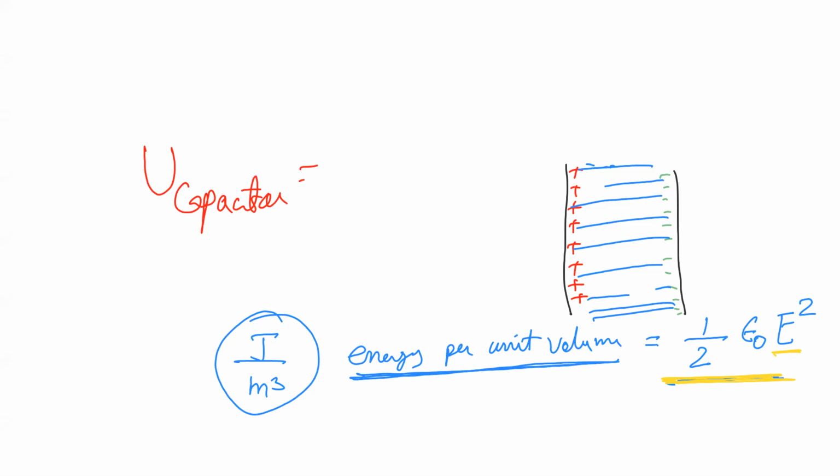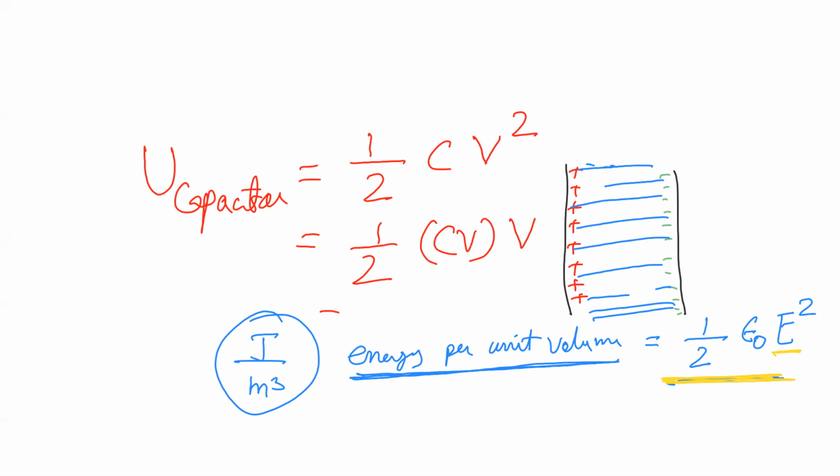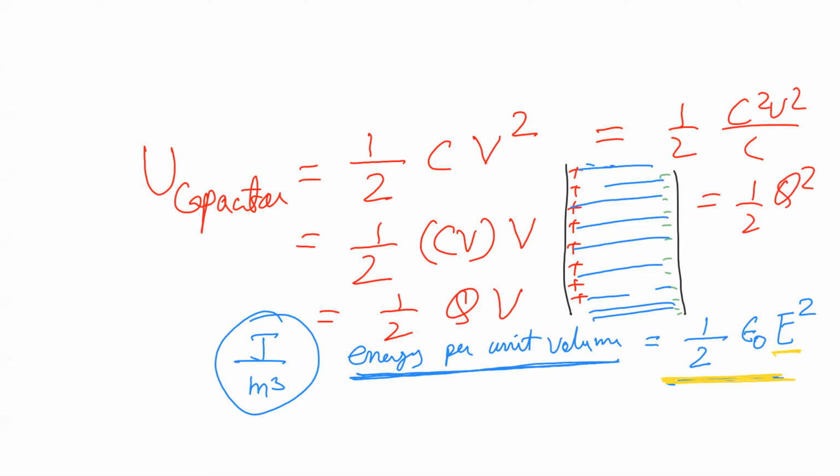What is the formula for capacitor energy? Half C V square. This is one formula. Then we can write half CV, in bracket, into V. So it is half Q into V. Or we can write half C square V square by C, or half Q square by C. So all the formulas are the same. This is giving capacitor energy: half CV square, half QV, half Q square by C. All these formulas give the energy.